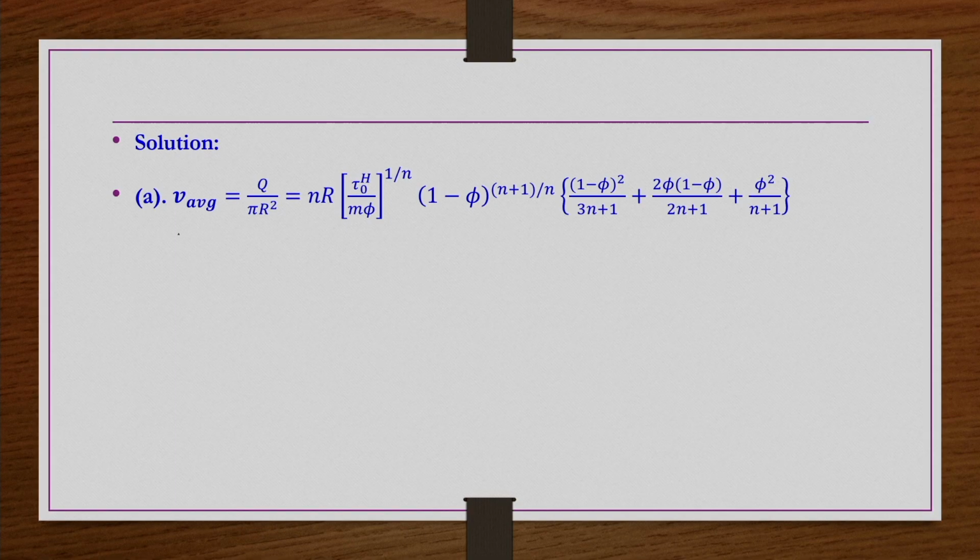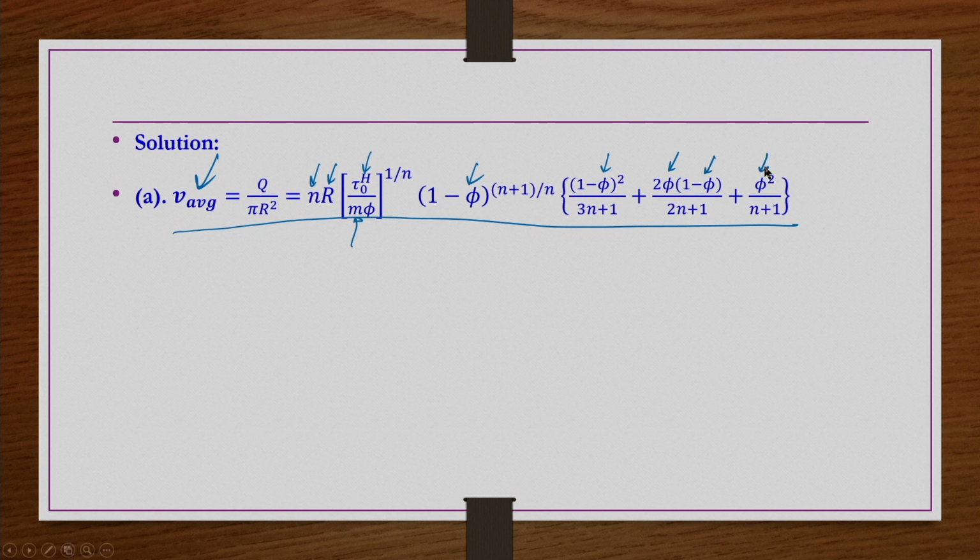So, for V average, we have this expression, we are going to use this expression because V average is given here. Now, in the right hand side we see what we know: n is given, R is given as 20 mm, tau naught h is given, m is also given. Phi is not known. So, the only unknown in this equation is phi. Phi is nothing but tau naught h by tau w, and this tau w is related to minus delta p. So, then you can find out minus delta p.